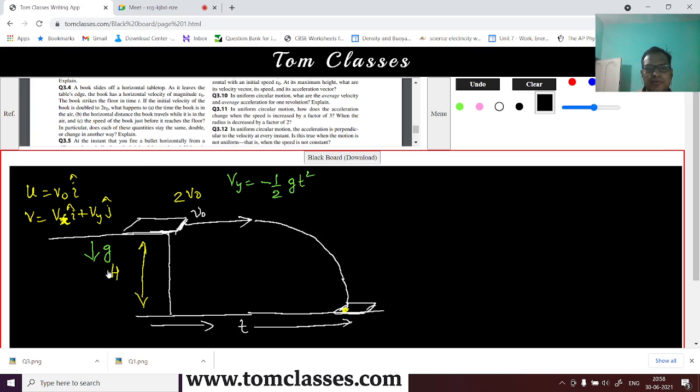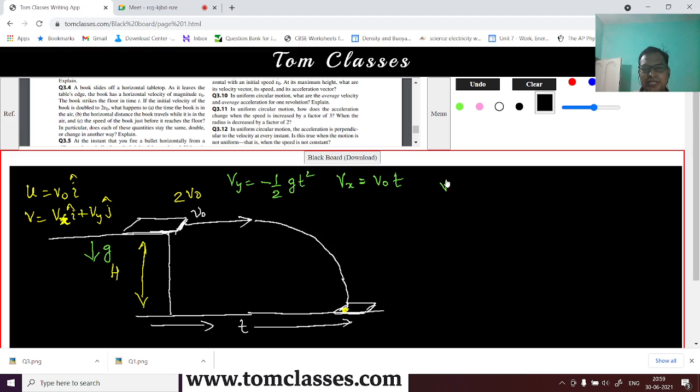Okay, so then can we find the height? How to find the height, and what is going to be vx? Let's see vx. So vx is going to be v naught, and this is into t. So it is v naught into t, that is vx.